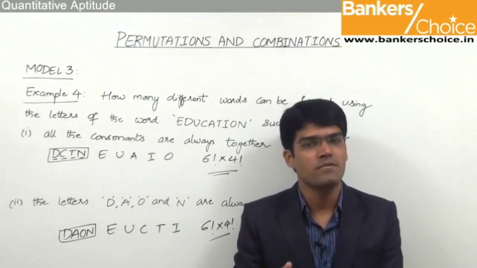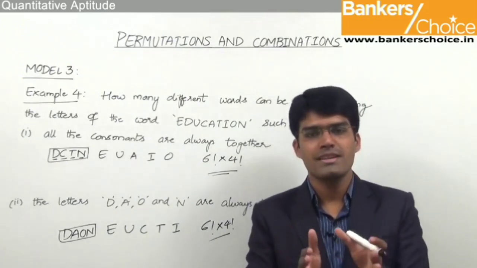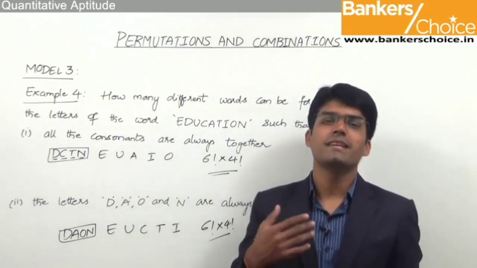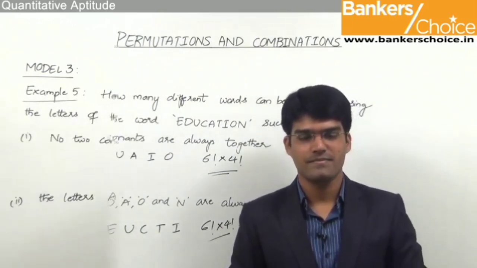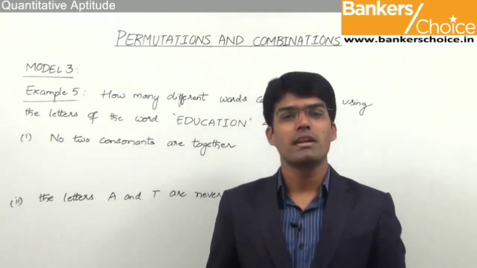So whatever be the type of object, whenever we want a certain number of objects to be together, first join all the objects, consider them as only one object. Then do the total number of arrangements and then proceed for internal arrangements. Let us now look at the next example from model 3, which again is a new condition.